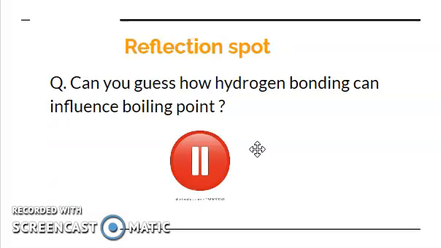The next thing is the reflection spot. So can you guess how this hydrogen bonding influences boiling point? As I have discussed earlier, when I classified intermolecular and intramolecular hydrogen bonding, by looking at those concepts, can you guess how this will influence the boiling point? Pause the video, think of it, and then write the answer, and then play the video.